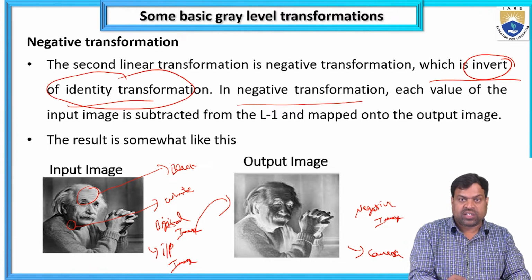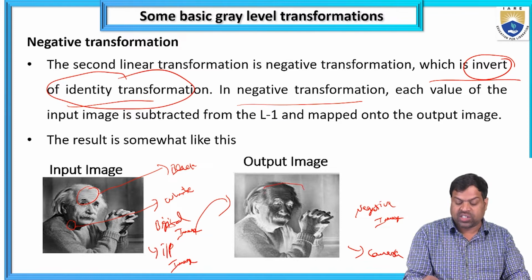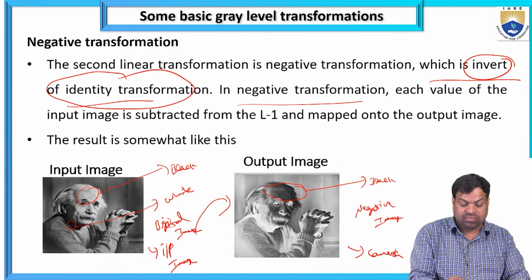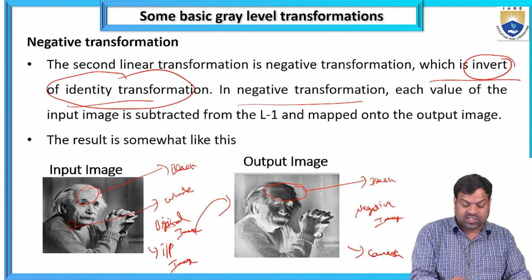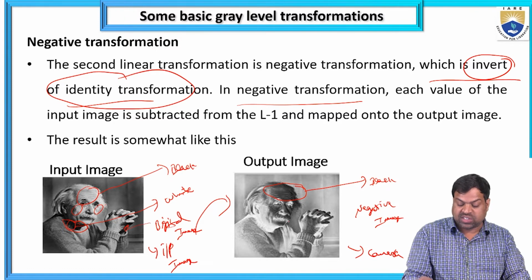Suppose here the color is white, but what is the color here? The color is black. Here, what are the colors? The skin is all white, but here some blackish is there. Some blacks are here. So these blacks are converting to white.